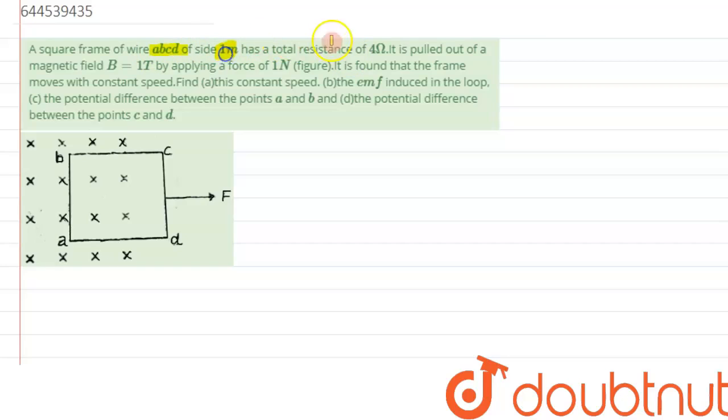Hi everyone, so we are given the question which says a square wire frame ABCD of side 1 meter has total resistance of 4 ohm. It is pulled out of the magnetic field having value 1 Tesla by applying a force of 1 Newton, as we can see in the figure. It is found that the frame moves with constant speed. First we need to find this constant speed.